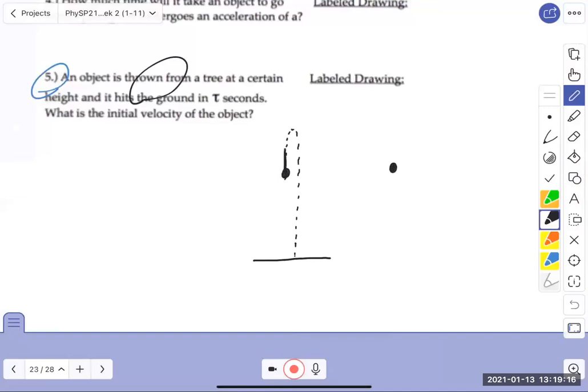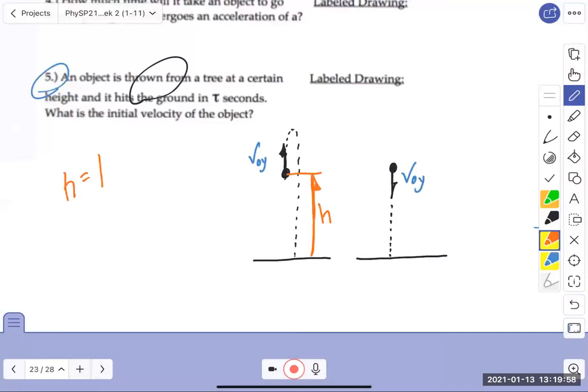So this is throwing the ball. This is V naught. This is where V naught Y is positive, and this is where V naught Y is negative. And it turns out you can knock them both out with one equation, V naught Y. So this one will just come straight back, straight down to the ground. Thrown from a tree at a certain height. So we're given height, not delta y, height. A height is always positive. Height is the absolute value of delta y. So height in both cases is the same. That's going to be to our advantage here in a minute.